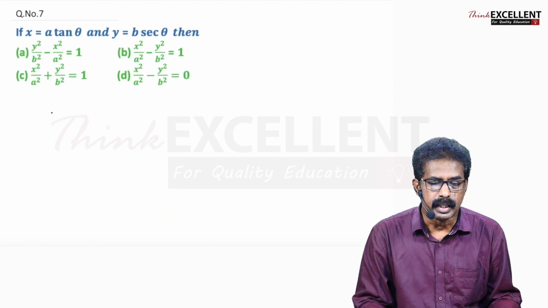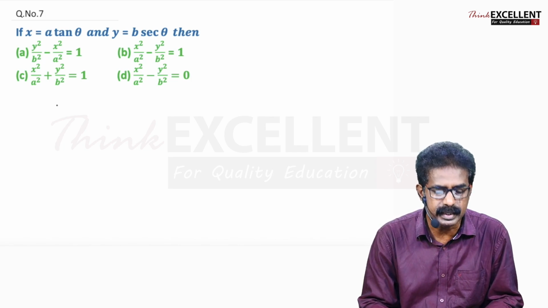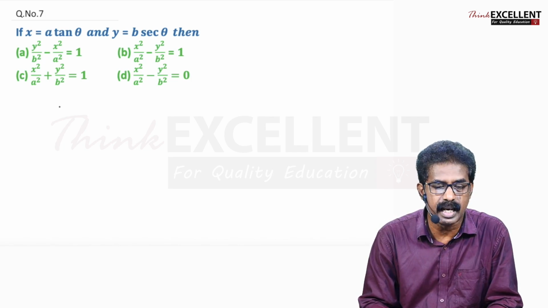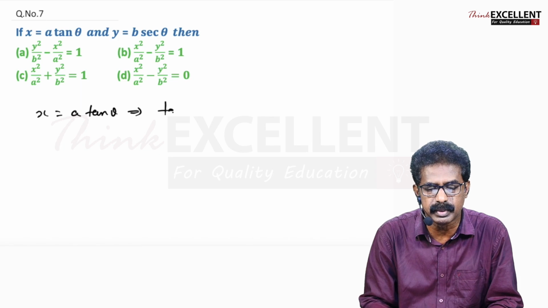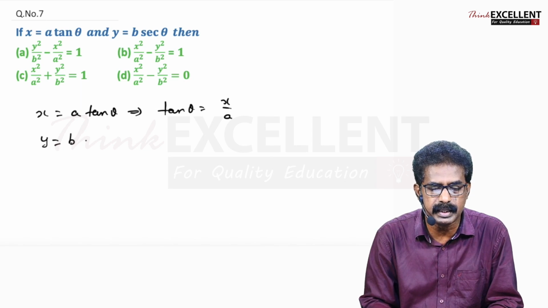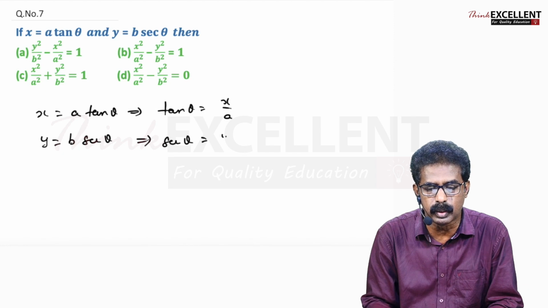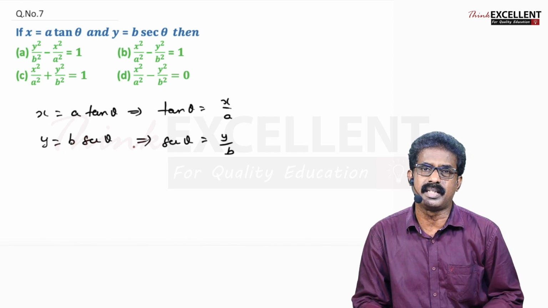Now let's move on to the next question. Question number 7. X equal to A tan theta, so you can find tan theta from here. Tan theta equal to X by A. From the second one, Y equal to B secant theta. So from here you find secant theta is equal to Y by B. So now, tan theta and secant theta, use the identity, that's all.